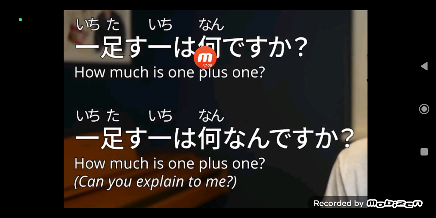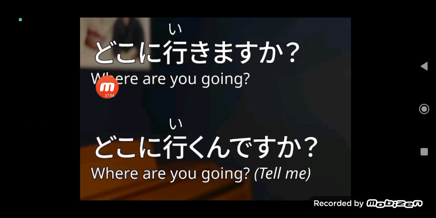Nan is nani, or what. Nan desu ka? So this nan desu ka asks what is the result of ichi tasu ichi, or 1 plus 1? So how much is 1 plus 1? Can you explain to me? "Ichi tasu ichi wa nan desu ka?" So again, no inserted n. "Doko ni ikimasu ka?"